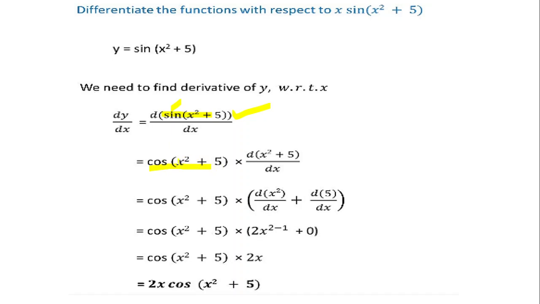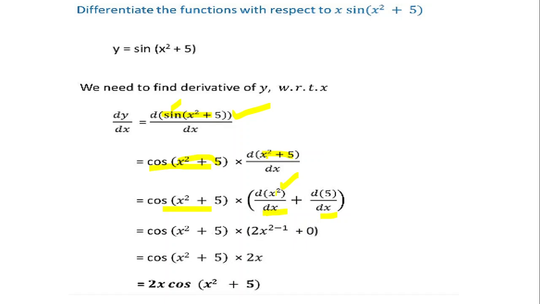So cos of x square plus 5. Next we need to differentiate the inside terms, so the differentiation of x square plus 5. We need to differentiate it separately. Next step, you can see cos of x square plus 5 as it is. I will not change anything. Next, differentiation of x square and differentiation of 5.